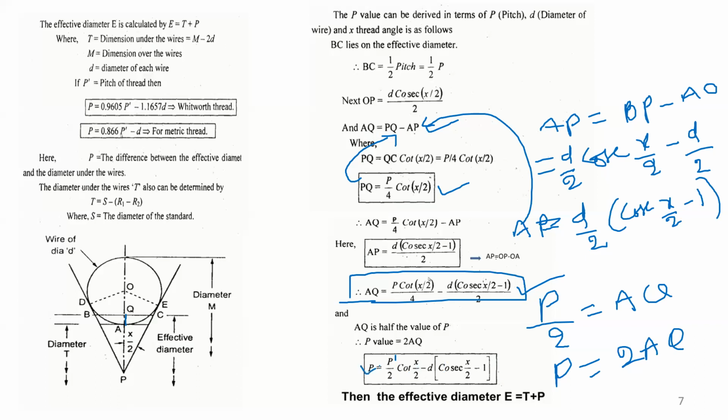So if you know the P value, you can calculate the effective diameter as E is equal to T plus P. Here the T you can calculate by using this formula, M minus 2d, and then by adding this P value, you can get the effective diameter.